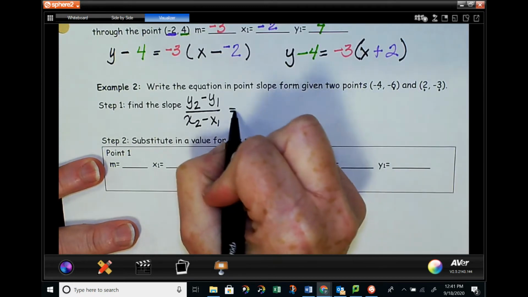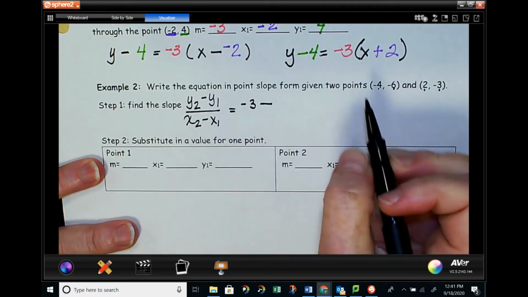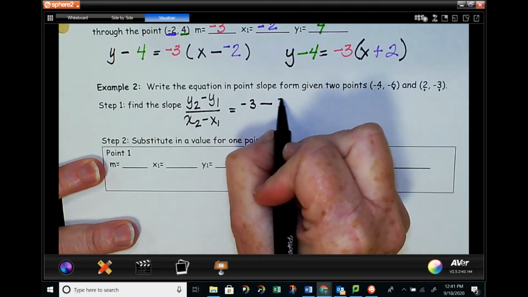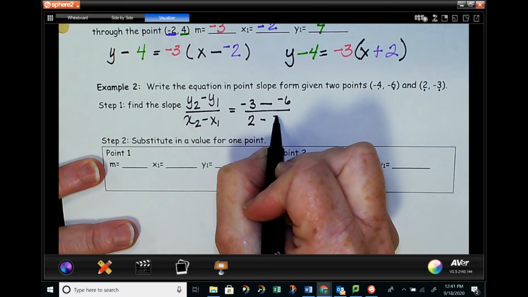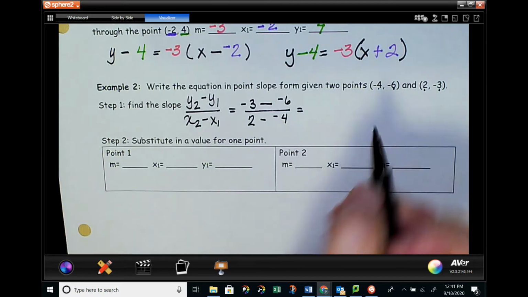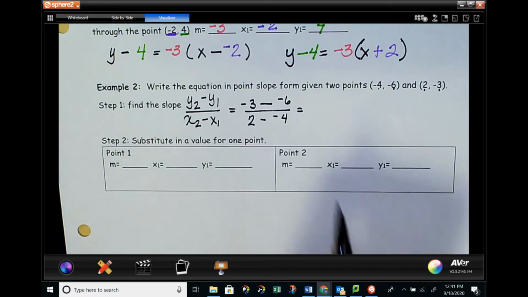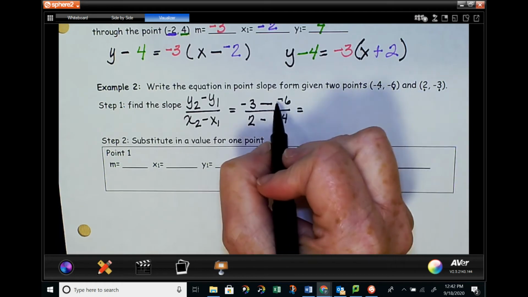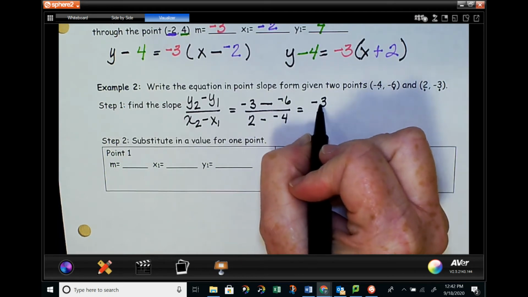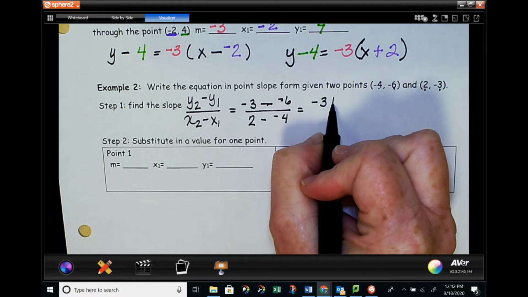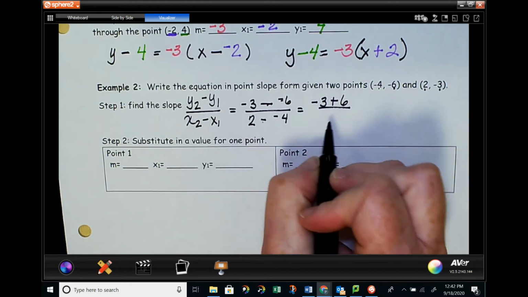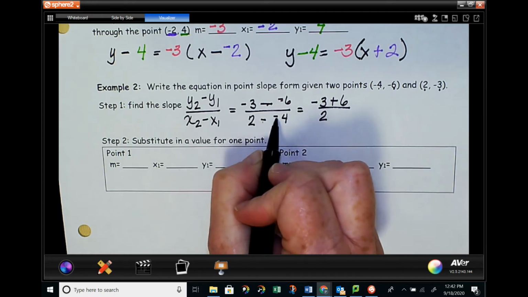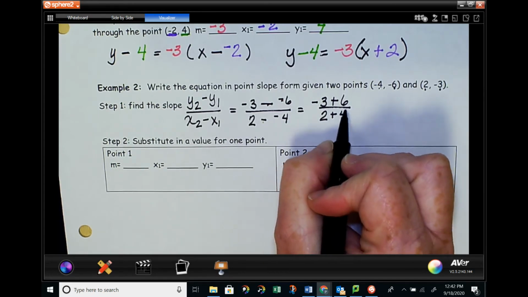So we're going to go -3 minus -6, divided by 2 minus -4. Now when you go through and do this, the opposite of a -6 ends up being a positive. So you have -3, the opposite of -6 is +6. And then the opposite of -4, so this is 2, the opposite of -4 is +4.